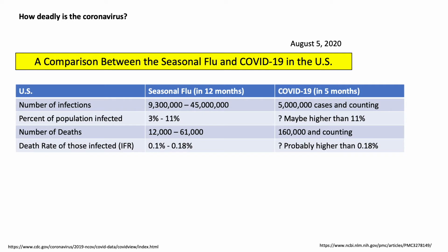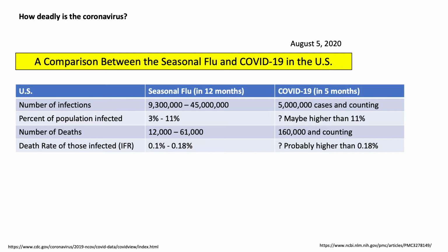Continuing on, how deadly is the coronavirus? We can compare the seasonal flu, which is also deadly, to COVID-19. The results for the seasonal flu in a 12-month period over the last several years: the number of infections from year to year range from about 9.3 million to 45 million. The percentage of the population infected ranged from about 3% to 11%. This resulted in 12,000 to 61,000 deaths. And the death rate of those infected, the IFR, is somewhere between 0.1% and 0.18%.